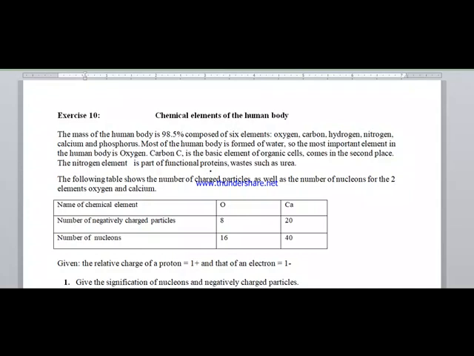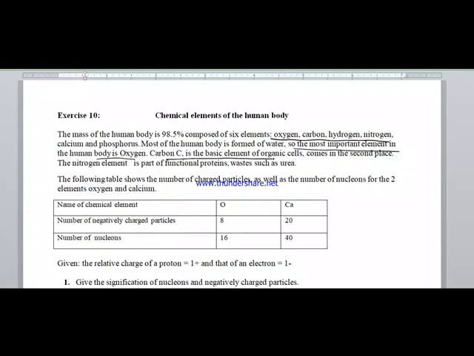Chemical elements of the human body. This paragraph of this exercise talks about some elements that are found in the human body. We have oxygen, carbon, hydrogen, nitrogen. The most important element in the human body is oxygen.